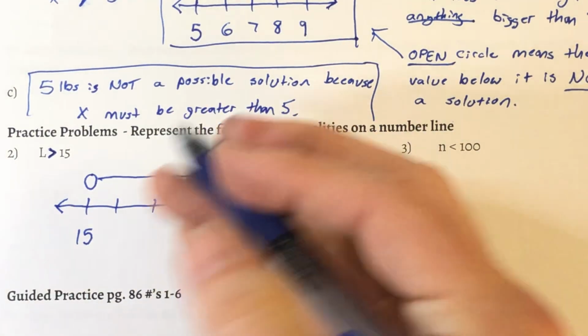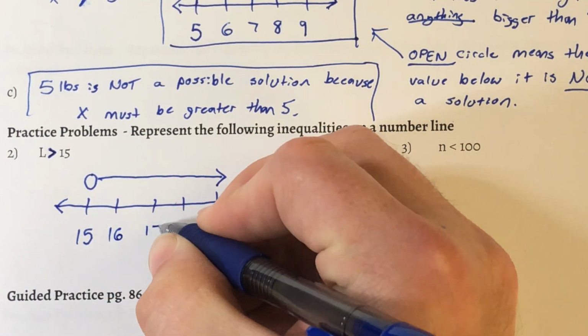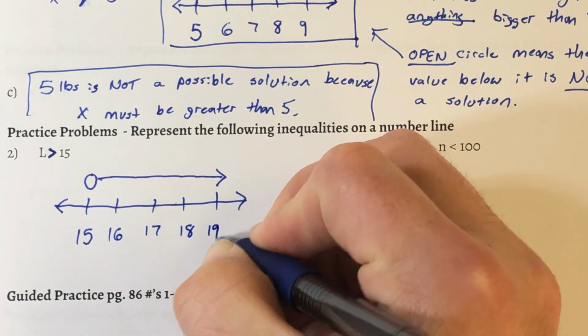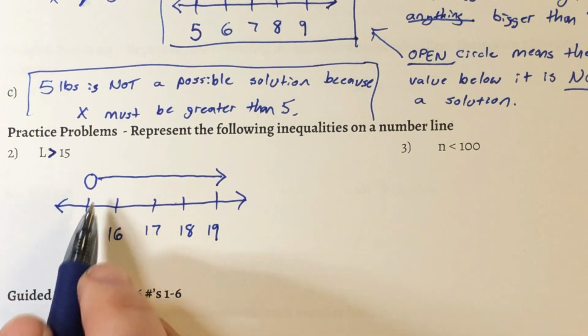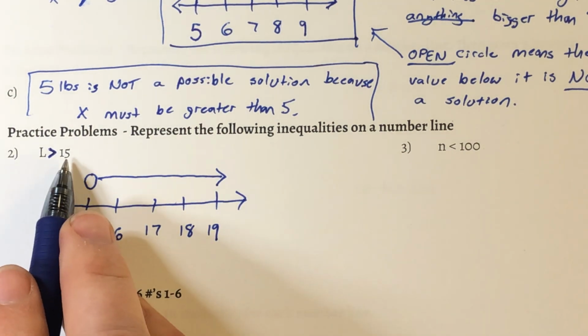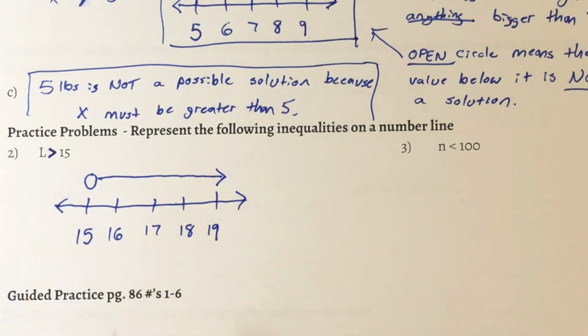Okay, just count by ones or something consistent. So we're going to do 16, 17, 18, and 19. This circle is going to stay open because we're saying L is greater than 15, not equal to 15. So we're leaving it out with a big hole.